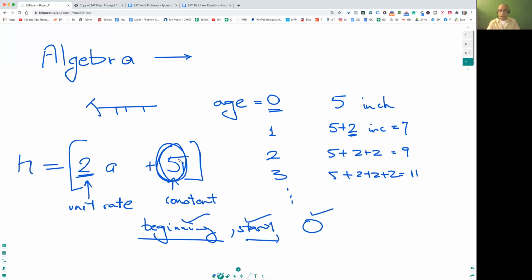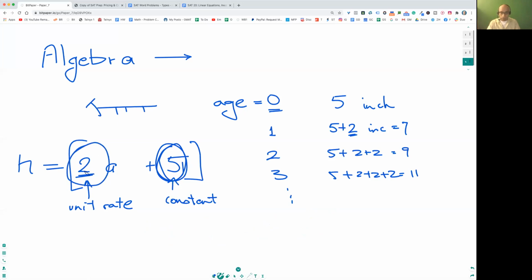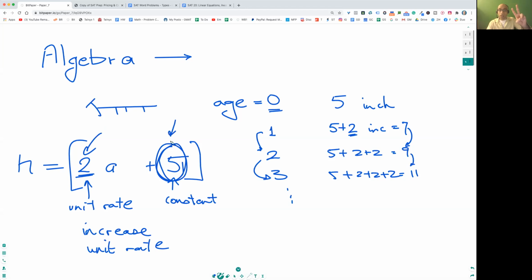That means they're going to ask you, what is the meaning of 5? And it's going to be the height of the dog at the beginning of his life, or at age equal to 0. And this one, guys, is the increase. Sometimes it could be the decrease, but it's the increase or the unit rate. What does it mean? Every single year, the height is increasing. So for 1 year increase in the age, the height is increasing by 2. So these are the important 2 pieces, this number 2 and this number 5 here.